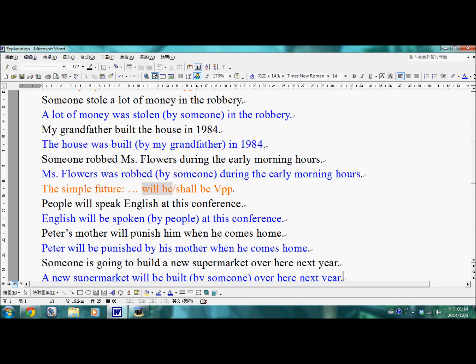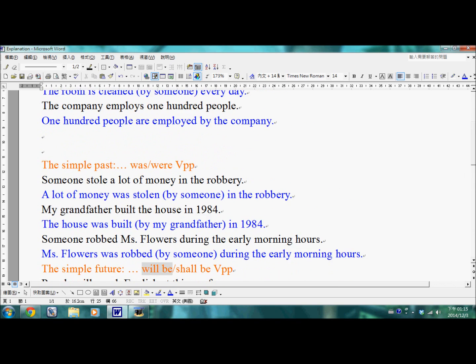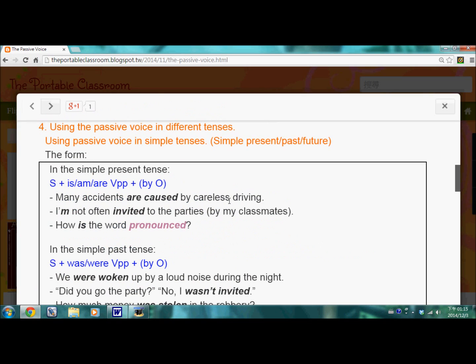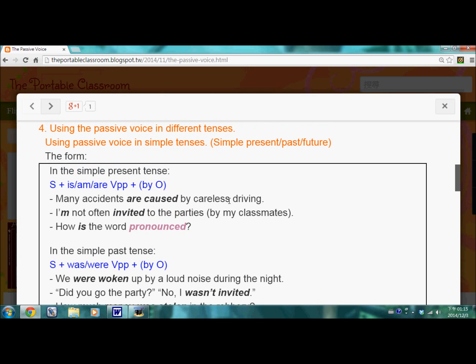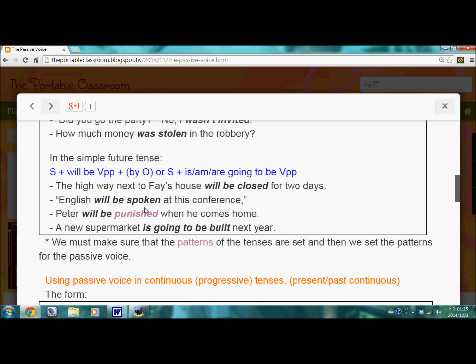So just remember how to use the passive voice with the simple tenses. And then next time we will go on with using the passive voice with different tenses. But first, let's go back to our lesson plan. You can see there are a lot of examples. You can study them and see how you actually use the passive voice with different tenses.